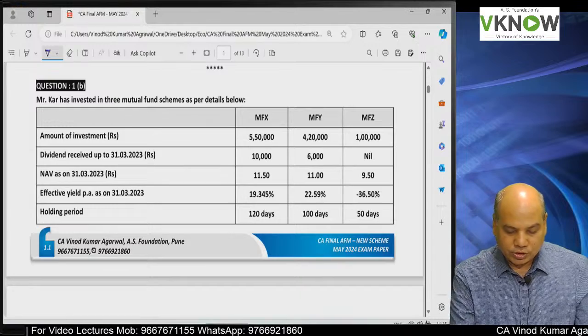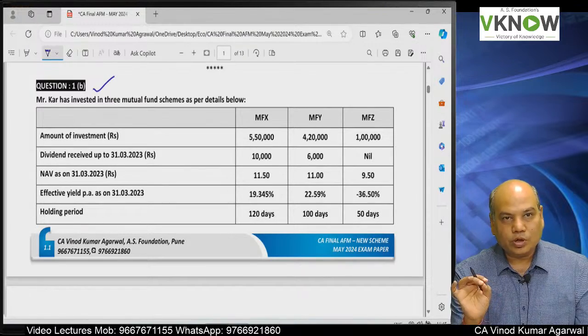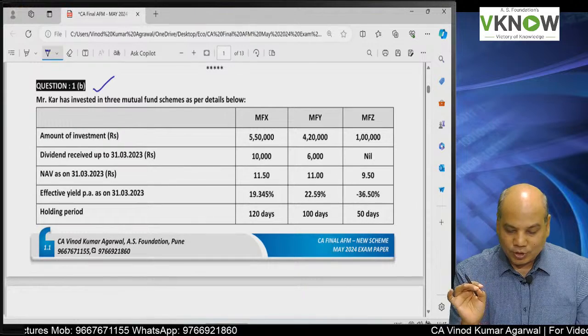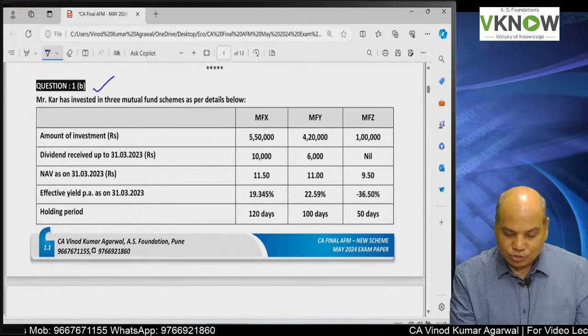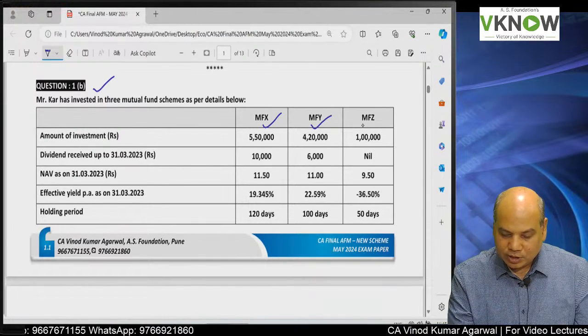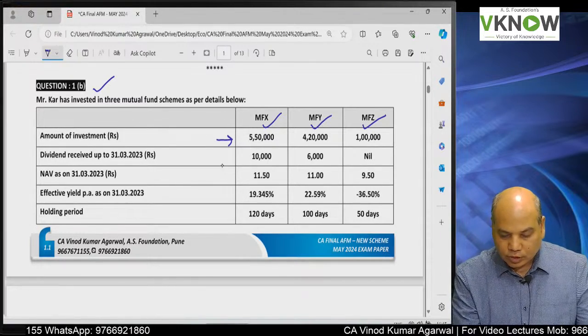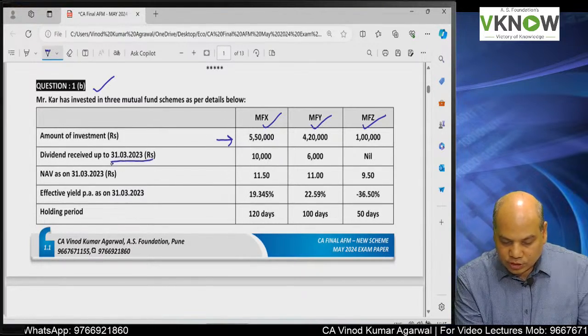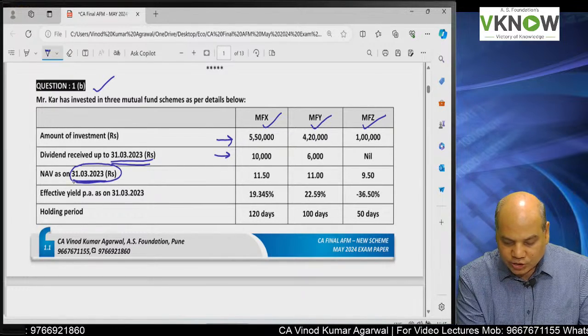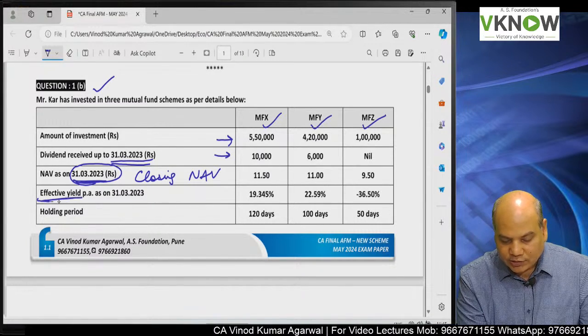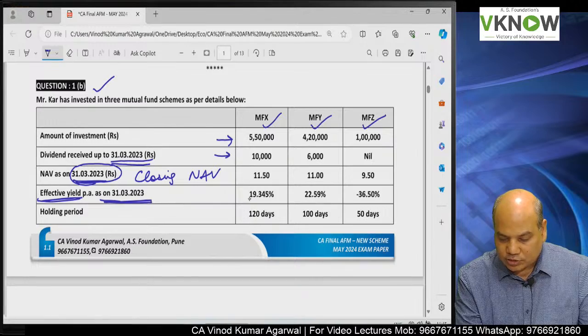Now I'll come to question number 1B. This is one of the highly repeated questions in the exam. There are 3 mutual fund schemes given to you. Like many problems, amount invested is given. Dividend received up to 31st March 23 is given. NAV on closing date. Closing NAV is given. Effective yield is given on 31st March.